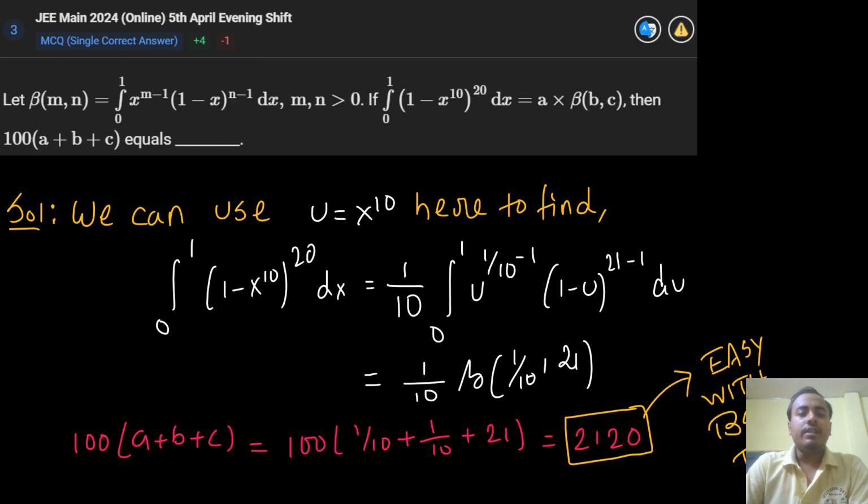Okay, this was another example from the 5th April evening shift, and it was kind of the same. They actually have given you the beta function here. They're not defining it by name. This is the beta function, right? And again, an integral of the same kind, and they're asking what is the value of this integral? You know the deal. You have to put t equals x to the power 10, transform it into a beta integral, and you simply get 1 by 10, beta of 1 by 10, comma 21. Find out the value, and it's 2120. And it's very easy with the beta function.